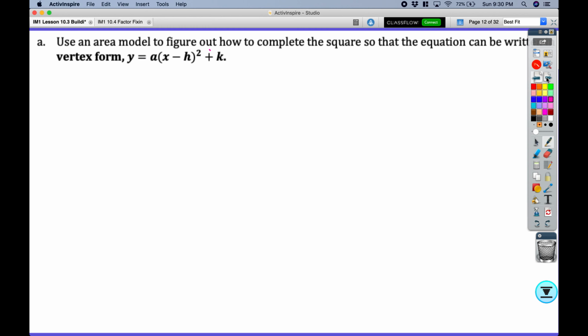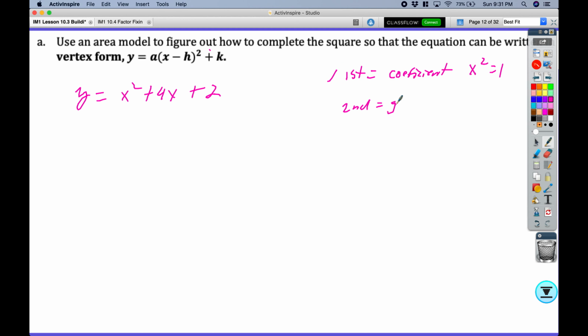The equation I was given was y equals x squared plus 4x plus 2. So we're going to write some steps here. So first step, let's make sure that the coefficient of x squared is 1. All right, check. Second thing, we are going to group my a and my b values, I should say, ax squared plus bx together.